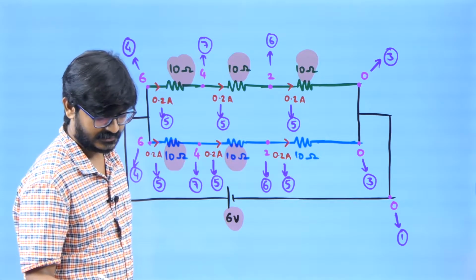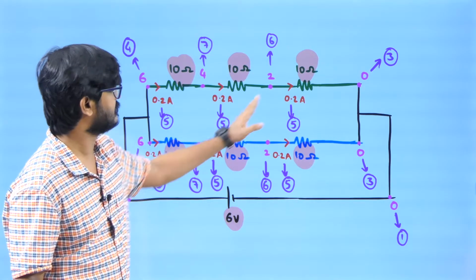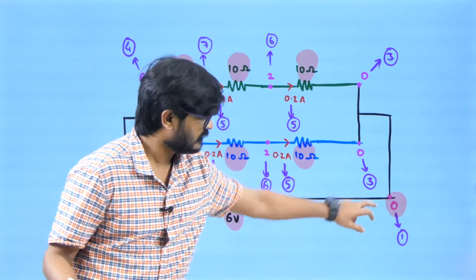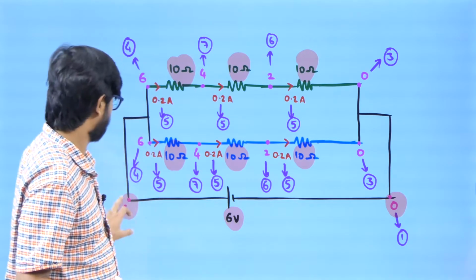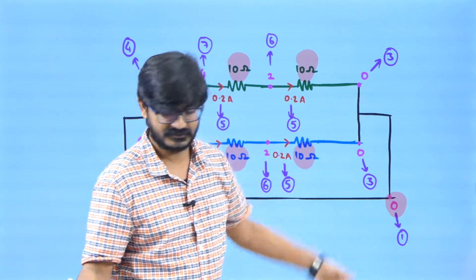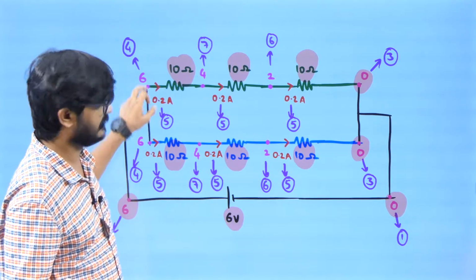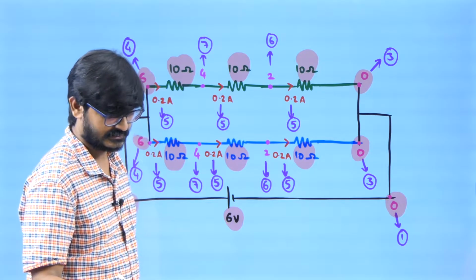These values are already given in the question. I removed this resistor and I removed this resistor. Now I'll be assuming this as 0 volt, so this is going to be 6 volt. If this is 0 volt, these two will be 0 volts because it is resistance-less wire. If this is 6 volt, then these two will be 6 volt because it is resistance-less wire.